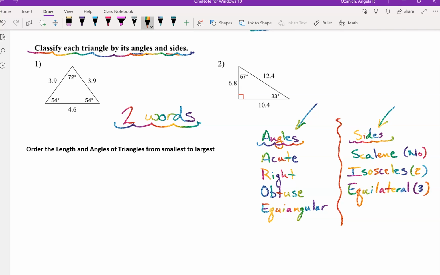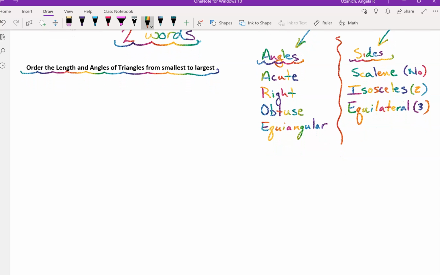And then just as a side note, because this is kind of a straightforward idea, but you really need to actually see an example of it before it makes sense: ordering the length and angles of triangles from the smallest to the largest, and that means from the smallest to the largest sides, or the smallest to the largest angles. You can tell a lot from a triangle by knowing the side lengths or the angle measures. So let me give you a quick example, and then this video will be done.